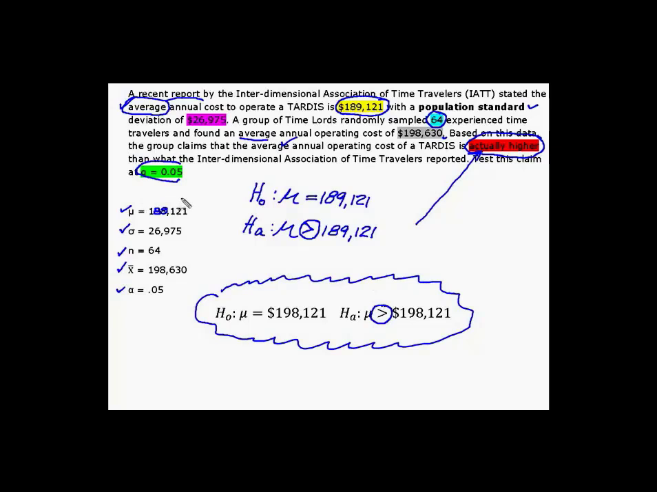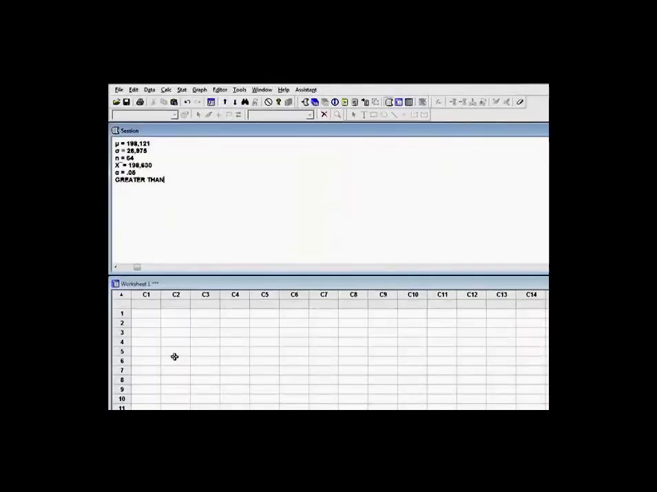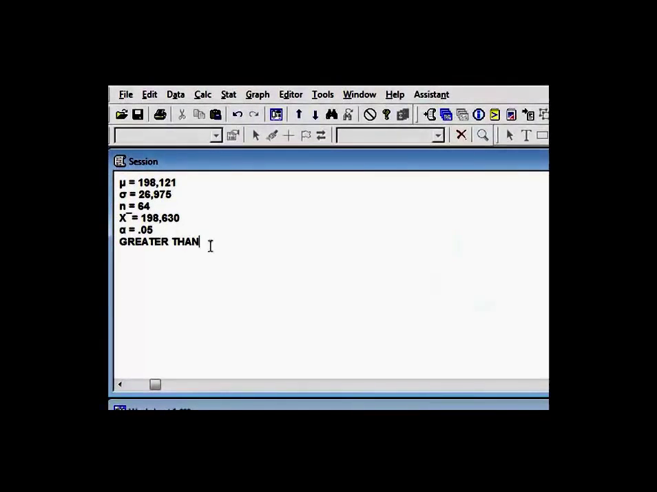So I'm going to take all of this information, especially once the typo's been corrected, and I'm getting ready to time travel over to Minitab. Alright, so what I did was I just brought my information over from my problem, and I just copied it into my session window in Minitab, just using control C, control V, so that I've got it right here where I'm going to plug my information in.